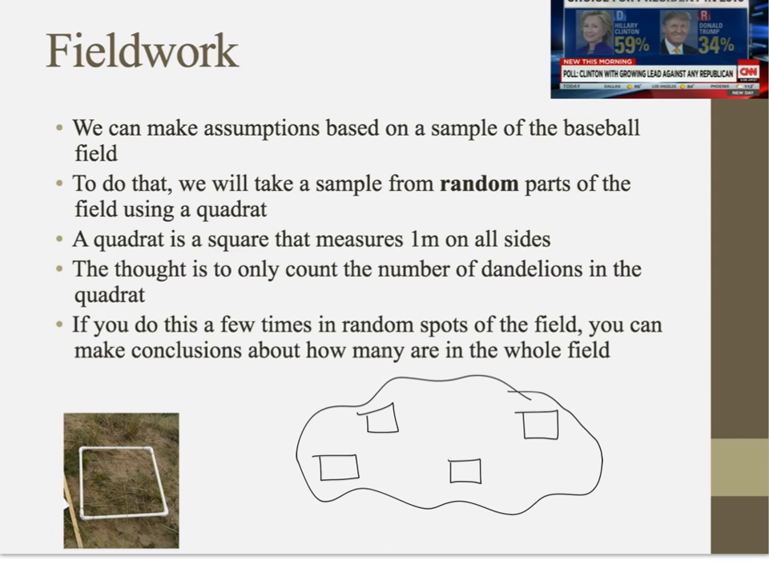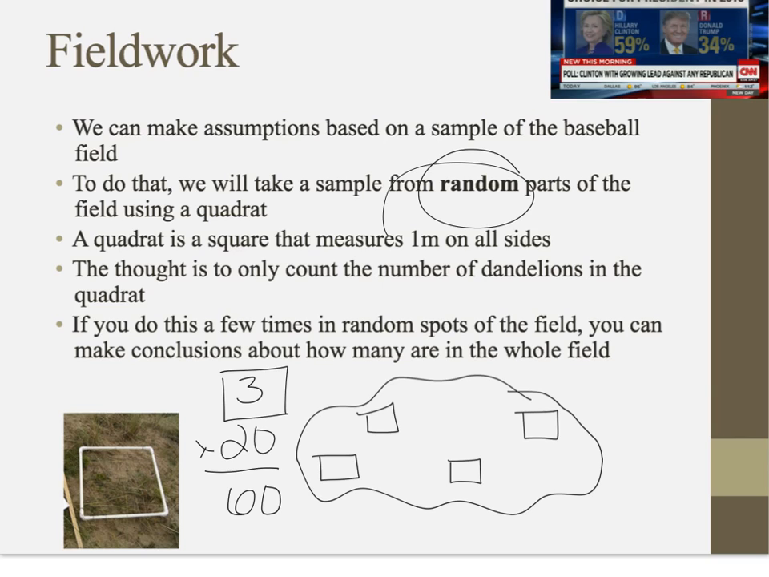So if I find an average of 3 dandelions in each quadrat, and then I figure out that it takes 20 quadrats to cover my whole area, I can assume that there's about 60 dandelions in my whole field. So the thought with quadrats is to take a small sample, making sure that it's random, and then use that to project data for my whole area. And that's pretty much all we need to know about communities, species, and populations, and getting ready to move forward to the next part of our ecology chapter.